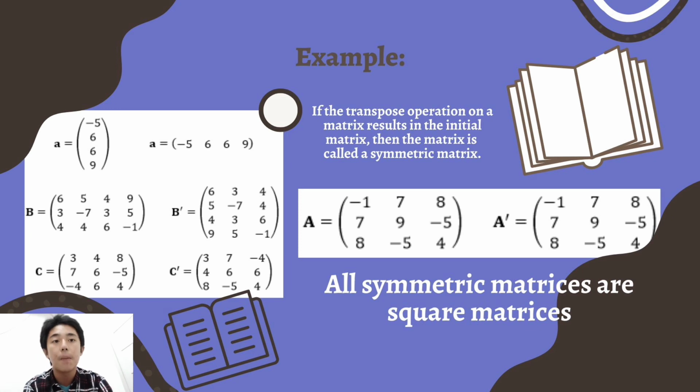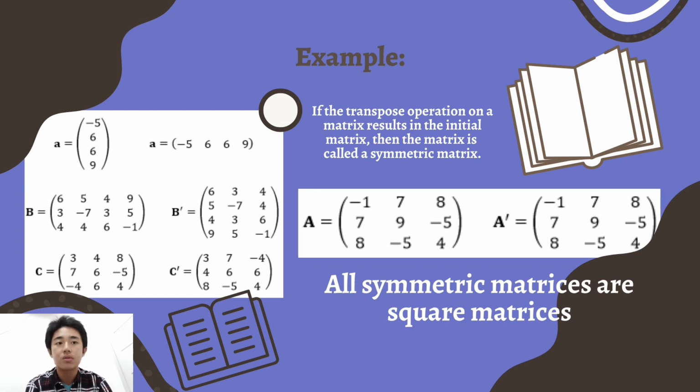a symmetrical matrix. For example, we have here A matrix. It has 3 rows and 3 columns. That is negative 1, 7, 8, 7, 9, negative 5, 8, negative 5, 4. When we transpose it, it's still negative 1, 7, 8, 7, 9, negative 5, 8, negative 5, and 4. It is the same because it has the same values. So the rows and the columns have the same situation. So when we transpose it, it's still the same.